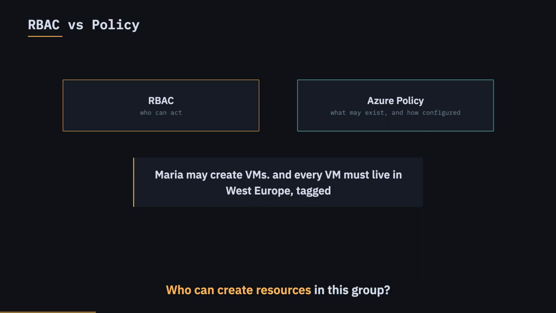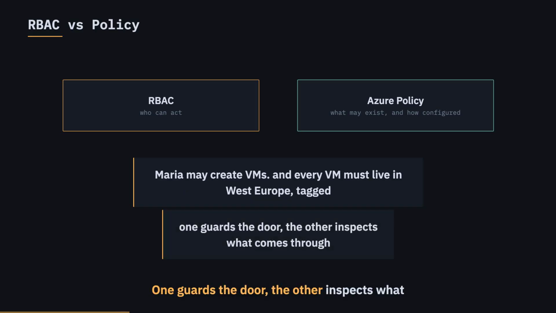Who can create resources in this group? That is RBAC. All resources must live in West Europe, or every deployment must carry a cost center tag, or nobody may create public IP addresses at all. That is Policy. Permission and compliance. One guards the door, the other inspects what comes through it.